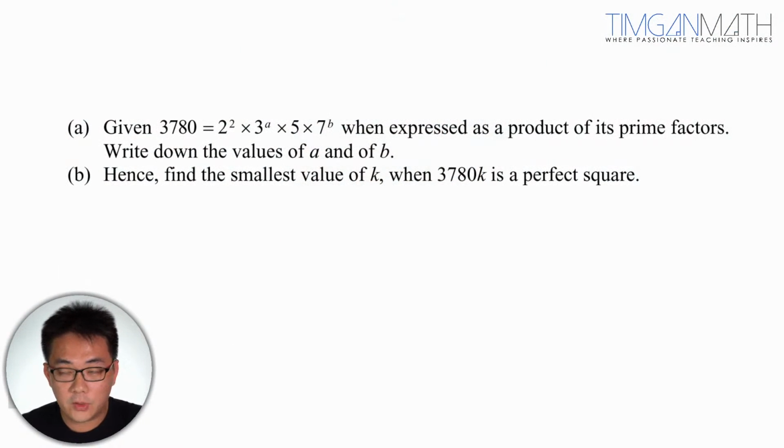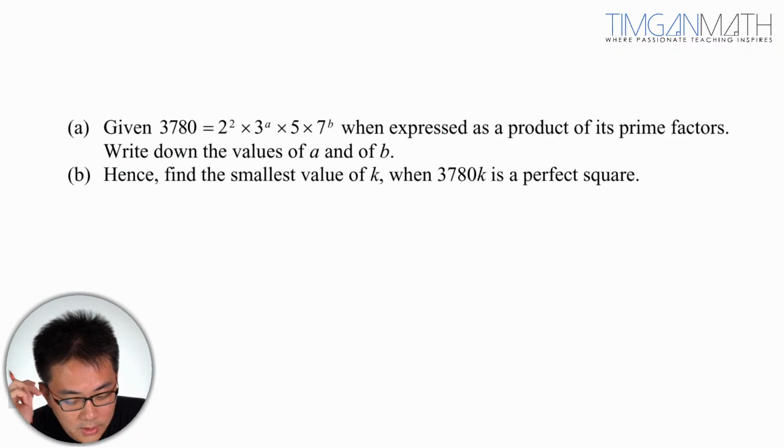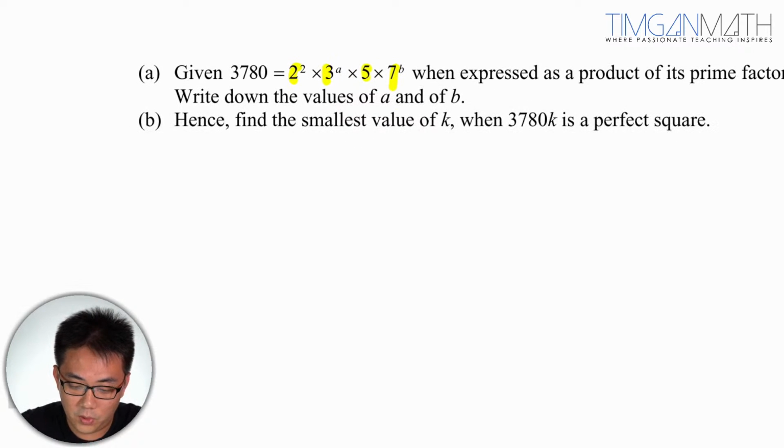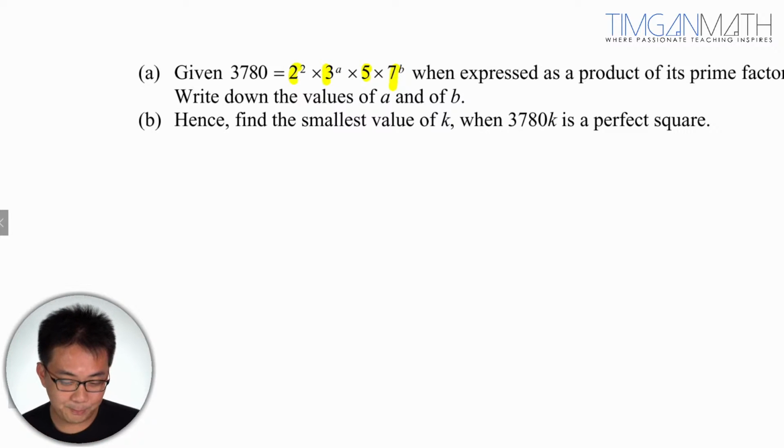Alright, students, let's look at this question here, which is on prime factorized form. So you're given that 3780 could be expressed in its product of its prime factors. So as you could see, these are all prime factorized. So you're told to actually write down the value of a and of b. I think that is pretty okay. Actually, you just need to write it down.